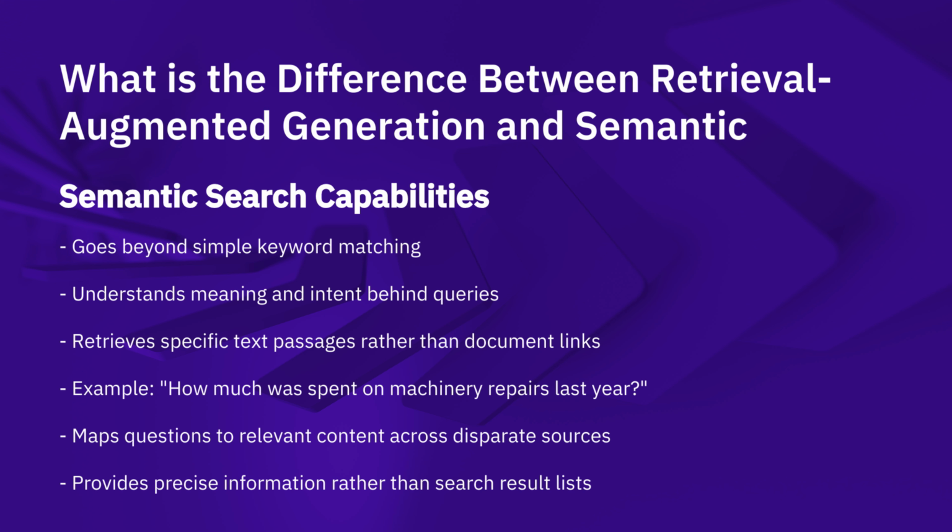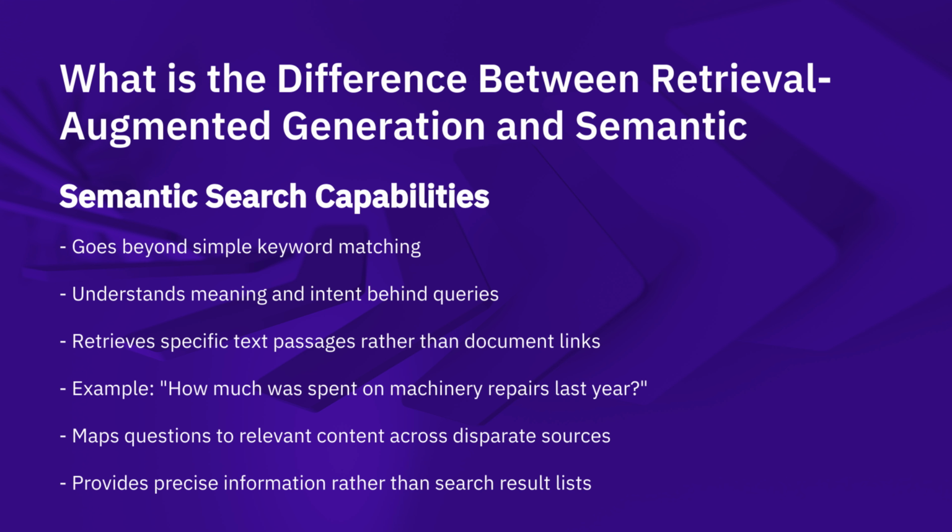For example, when presented with a question like, "How much was spent on machinery repairs last year?" a semantic search system doesn't just look for documents containing words like "machinery" and "repairs." Instead, it understands the query's intent and can map it to relevant financial documents, maintenance records, or expenditure reports, even if they use different terminology.